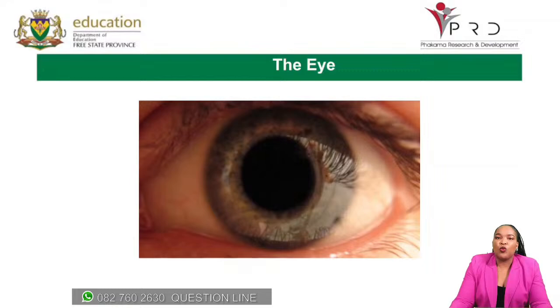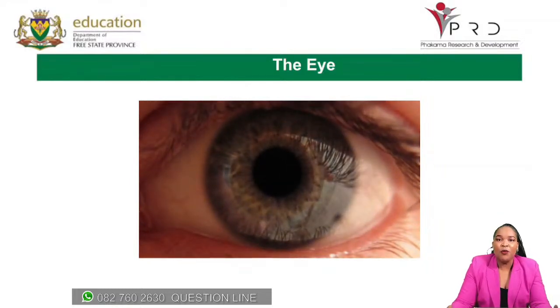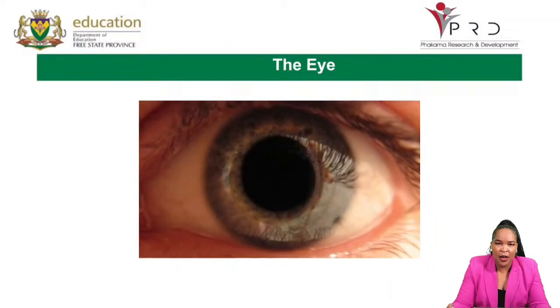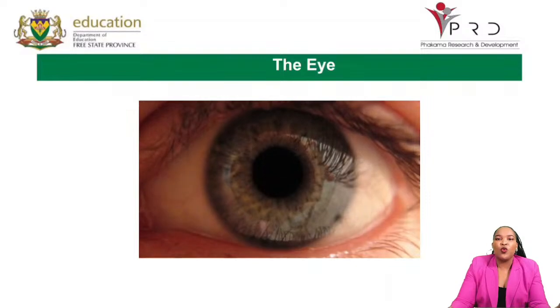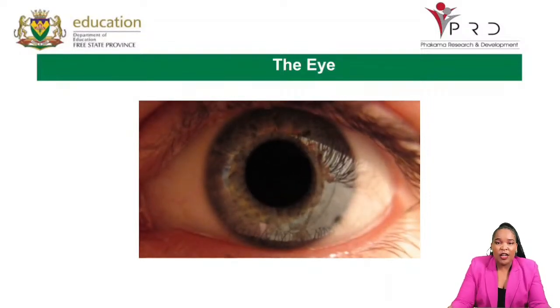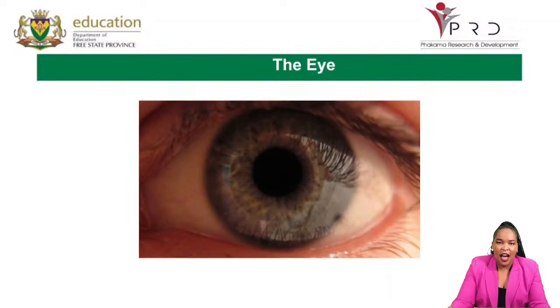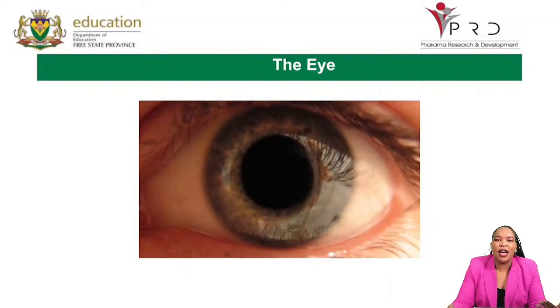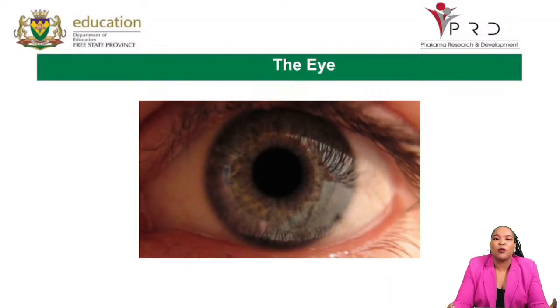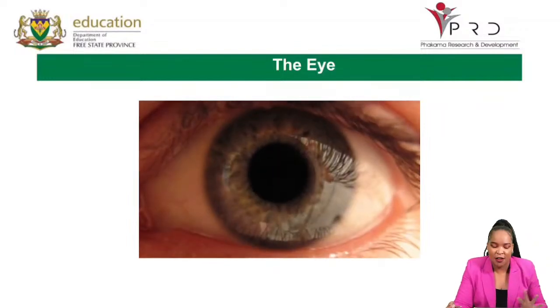Then we're going to start with the eye. Remember, we are still responding to the environment. Last week, we were doing the human response. We checked the nervous system, but now we are doing the eye and the ear. How does our body, or how do our eyes, help us to respond to our surrounding environment?